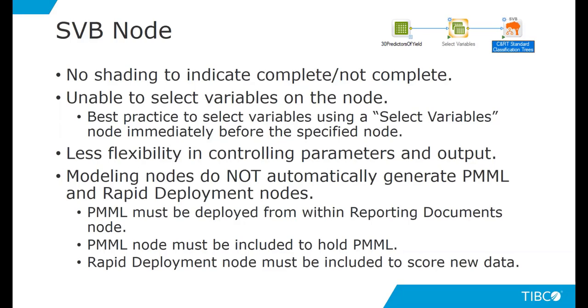Some of the criteria around this node is that you're unable to select variables on the node. And the best practice is to select variables using a select variables node immediately before the specified node. This node offers less flexibility in controlling the parameters and the output, and also modeling nodes of this type do not automatically generate predictive modeling markup language nodes or rapid deployment nodes.